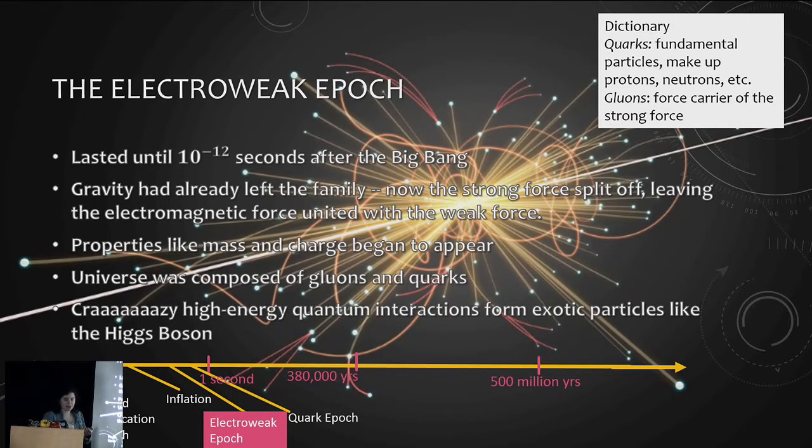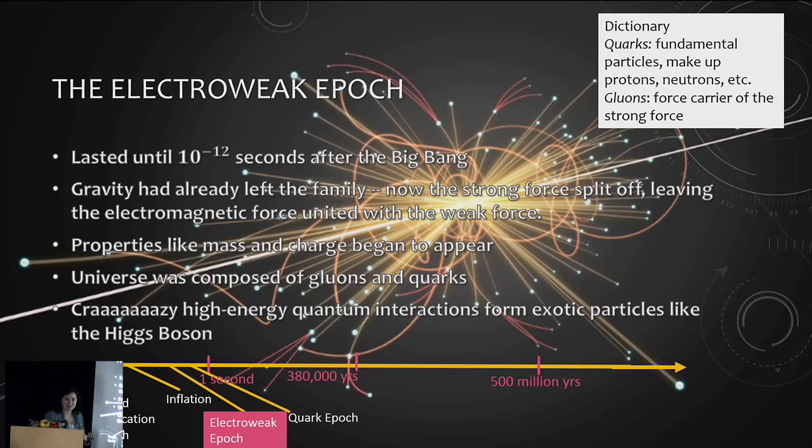So in our universe today, quarks don't exist on their own. Quarks only exist in pairs or triplets to make up bigger particles. But during this time, it was too hot for quarks to stick together. And it was so hot that just out in space, you were getting crazy high energy quantum interactions to form exotic particles like the Higgs boson.